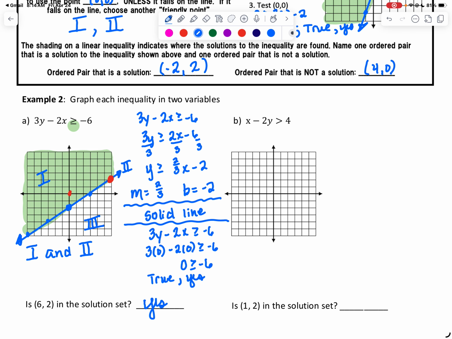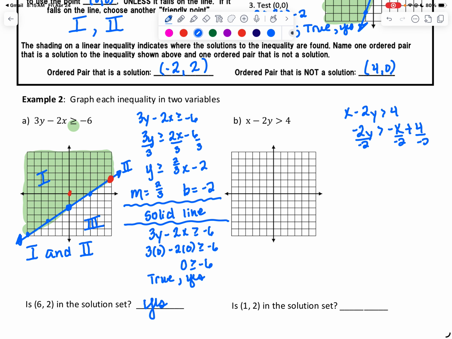All right, let's look at another example. We have the inequality x minus 2y is greater than 4. So again, just like the last problem, we must put it into slope-intercept form. So we'll have to subtract the x from both sides and then divide everything by negative 2. If I subtract x, I get negative 2y is greater than negative x plus 4. Then I'll divide everything by negative 2.